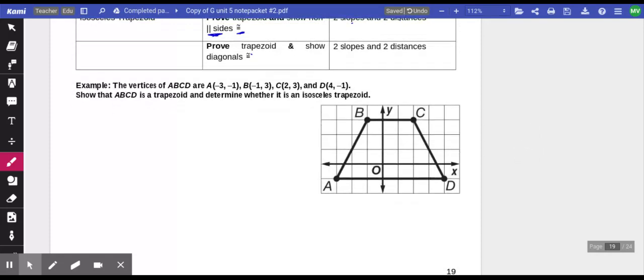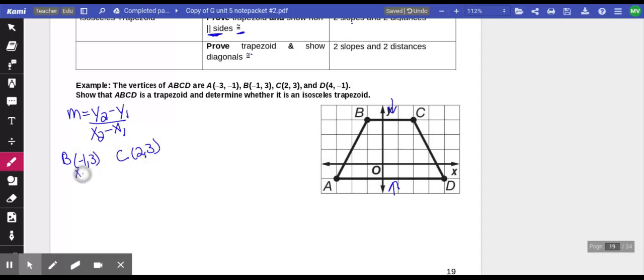So, vertices of A, B, C, D, show that it's a trapezoid and determine if it's an isosceles. So to show if it's a trapezoid, I need to do the slope formula. So slope is y2 minus y1 over x2 minus x1. And the sides I want to do the slope on are BC and AD. So when I'm doing BC, my points are -1, 3 and 2, 3.